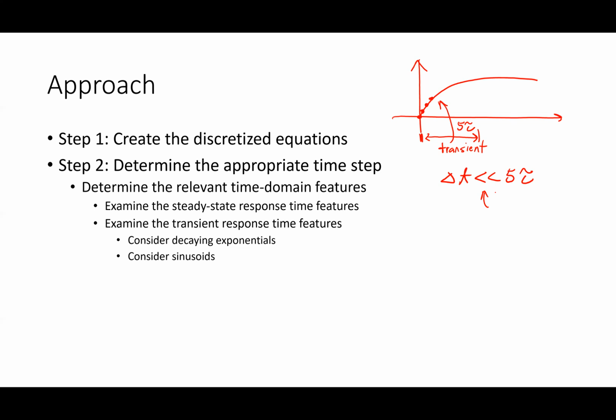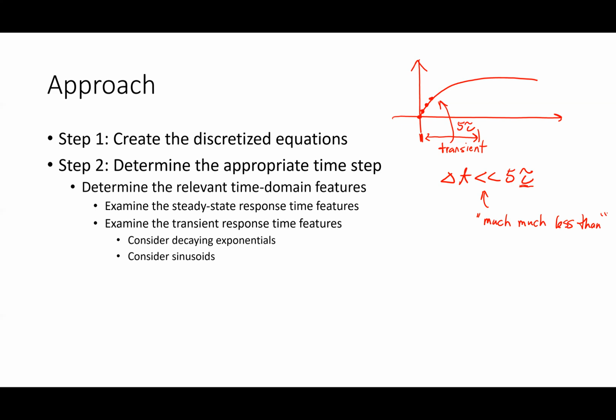It depends on the problem now, because tau depends on the system, depends on the problem. So the values could be different. So this says much, much less than. That is a pretty common notation in engineering, that terminology, much, much less than.